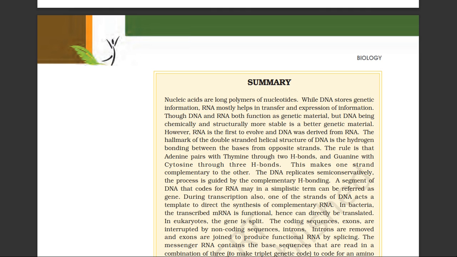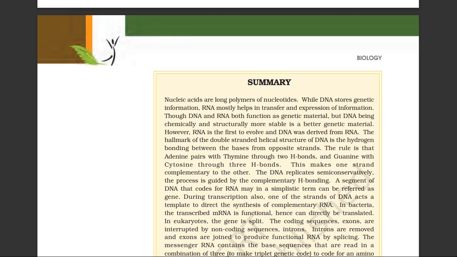The hallmark of the double-stranded helical structure of DNA is the hydrogen bonding between the bases from opposite strands. The rule is that adenine pairs with thymine through 2 H bonds and guanine with cytosine through 3 H bonds. This makes one strand complementary to the other. The DNA replicates semi-conservatively. The process is guided by the complementary H bonding.